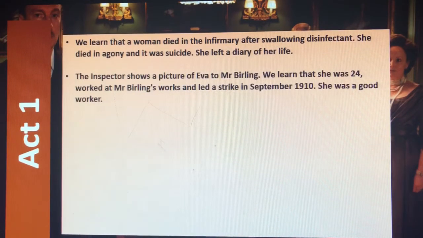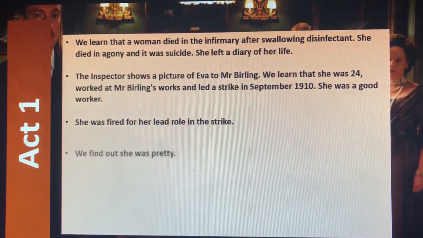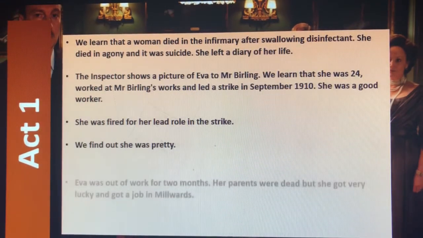The inspector shows a picture of Eva to Mr. Burling. We learn she was 24, worked at Mr. Burling's works, and led a strike in September 1910. She was a good worker. Eva was fired from her lead role in that strike. We find out she was pretty.